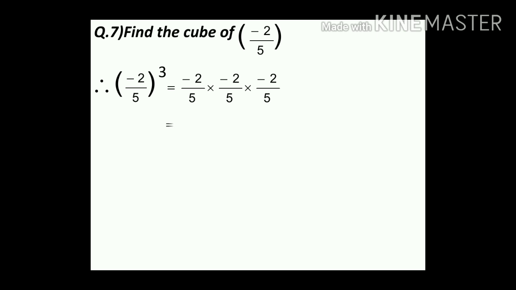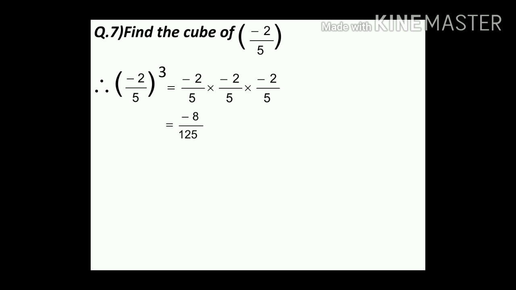Now equal to 2 into 2 into 2. When we multiply 2 3 times, we get 8, and that is minus 8. 5 we multiply 3 times children, we get 125. So the cube of minus 2 upon 5 is minus 8 upon 125.